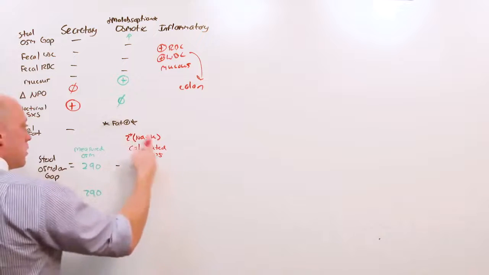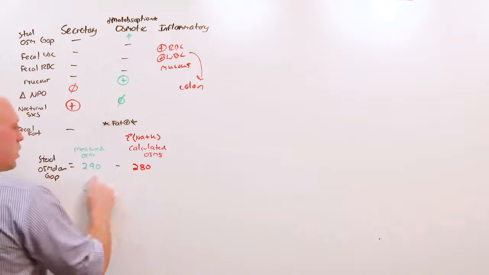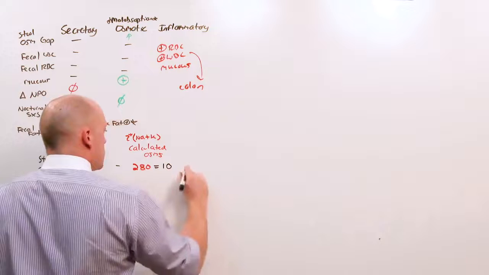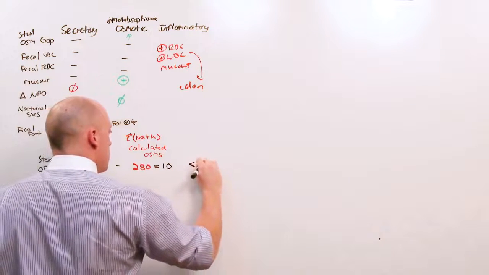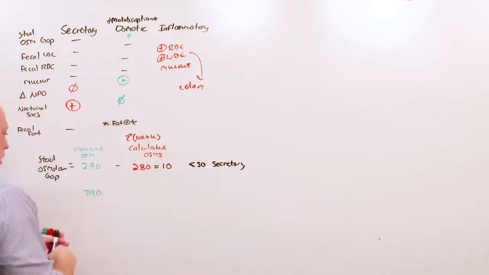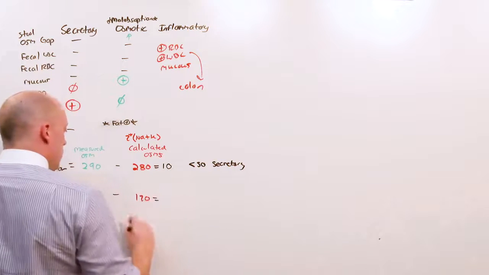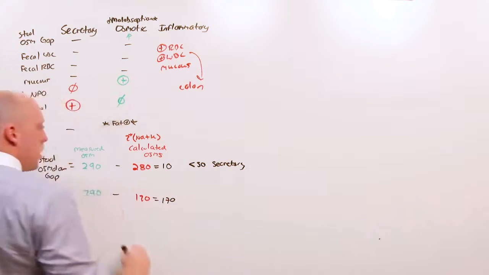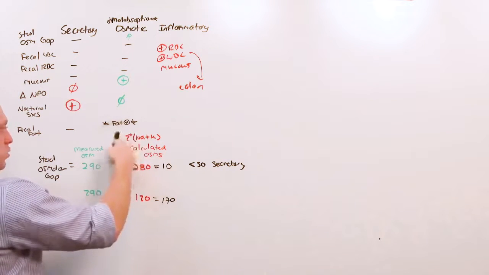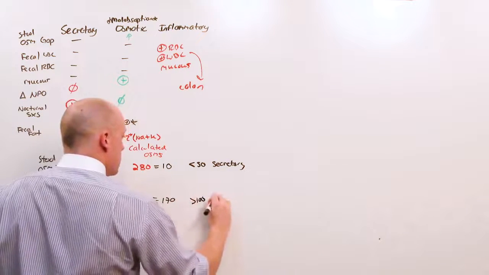And if that number is very high, then there isn't a lot of other stuff. So if the osmolar gap is less than 50, it is likely to be secretory. If that number that you've calculated is low, then the osmolar gap will be elevated because there's other stuff that's not accounted for in this equation, which means there's other stuff there. So an osmolar gap greater than 100 means osmotic.